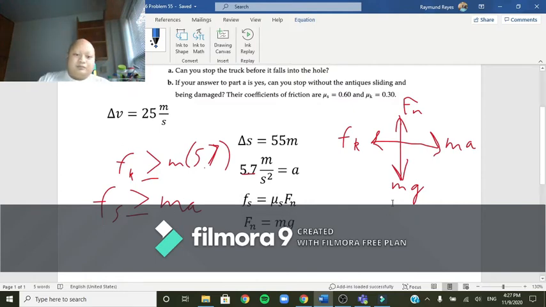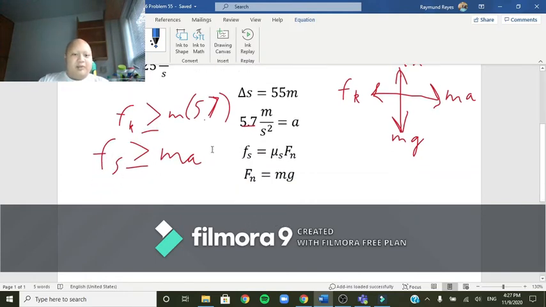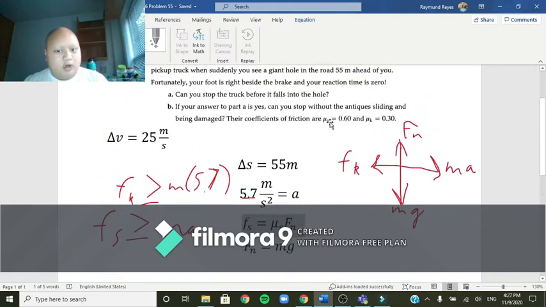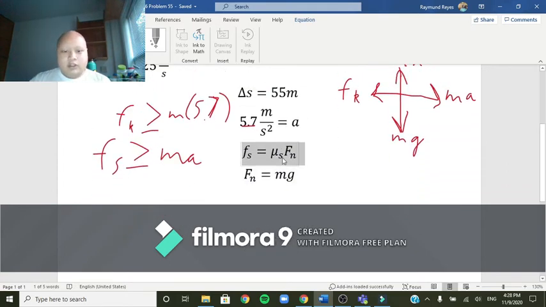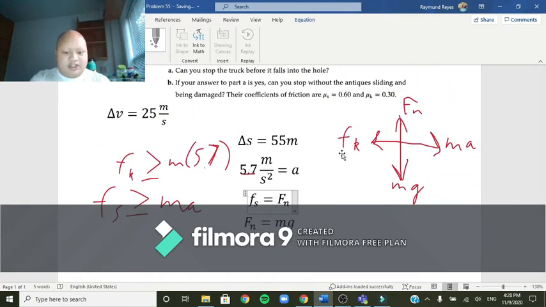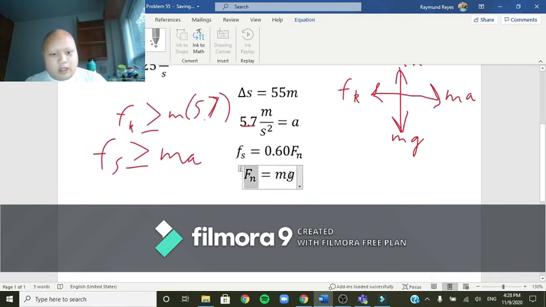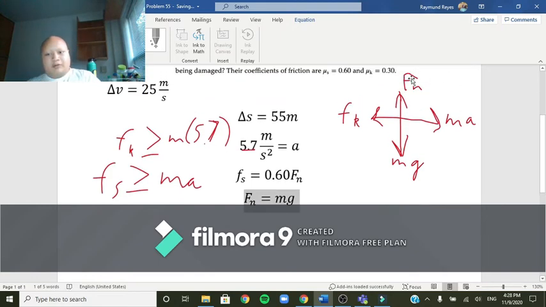So we have here that the static friction has to be greater than the mass times acceleration, which I already calculated as 5.7. I'm just too lazy to put it back in. So we have an equation for static friction, and that static friction equals the static coefficient of friction times normal force. So we have mu subscript s, so that's 0.60. Well, we do not have F_N. However, we do know, deduced from the free body diagram, that F_N, the normal force, will equal the gravitational force, only because the truck is not moving in the y-axis.